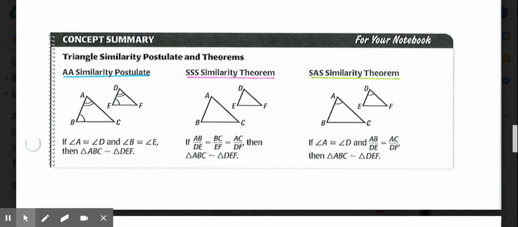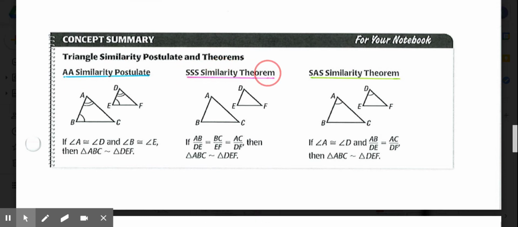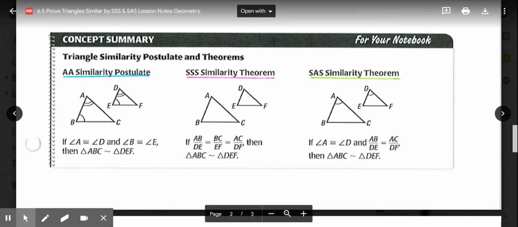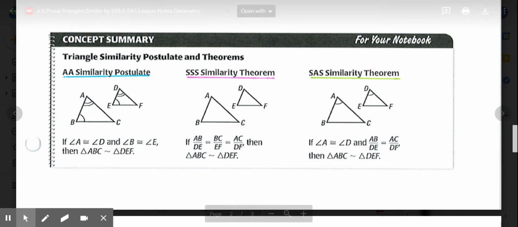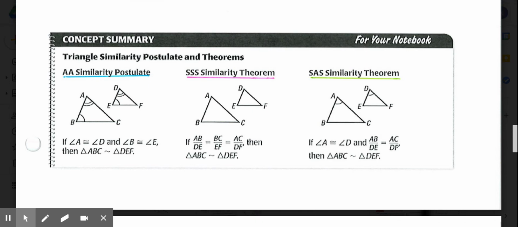So this box here, concept summary, is taking our different pieces, our angle-angle similarity, our side-side-side similarity, and our side-angle-side similarity theorems, and just organizing them for you in one spot. So these are the 3 different similarity pieces we'll be looking at.